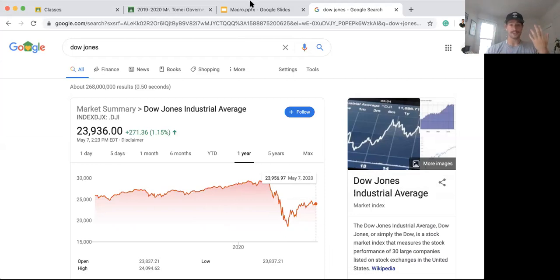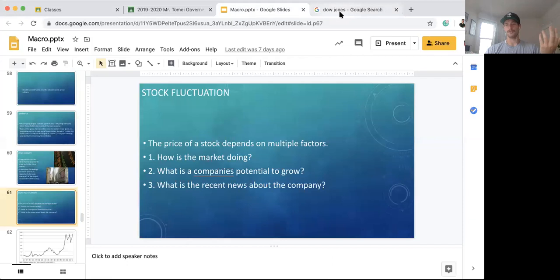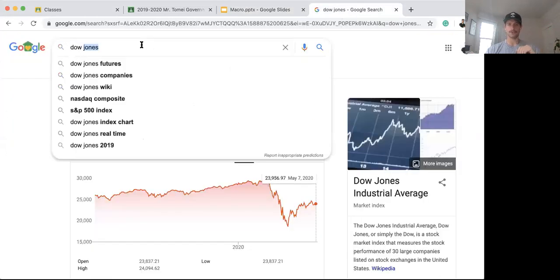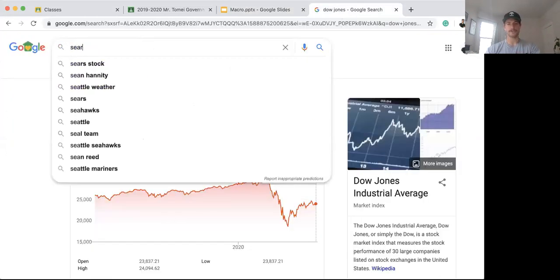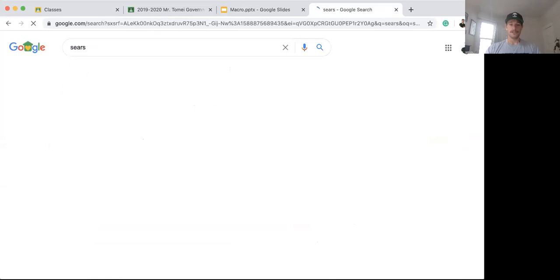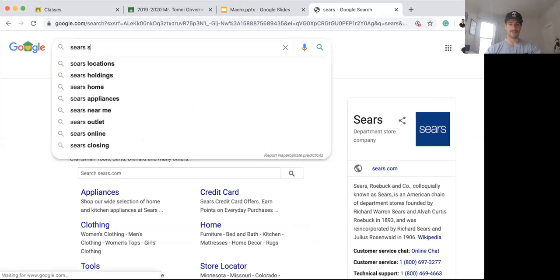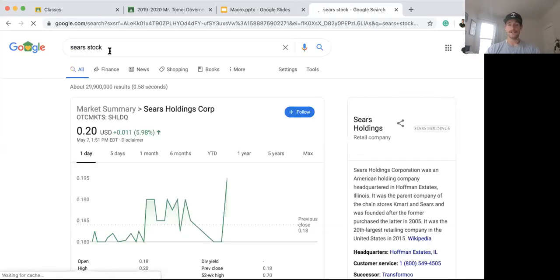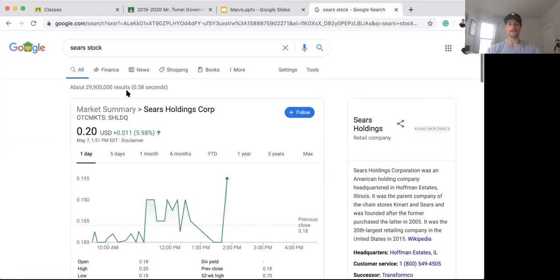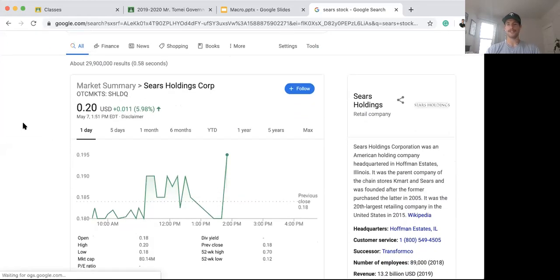And this is an example of how the market is doing, the international market. What if we look at individual companies? Like, what's a company's potential to grow? Let's look at Sears. Sears stock is worth 20 cents. If you have heard any news about Sears recently, it's that they're almost going out of business.